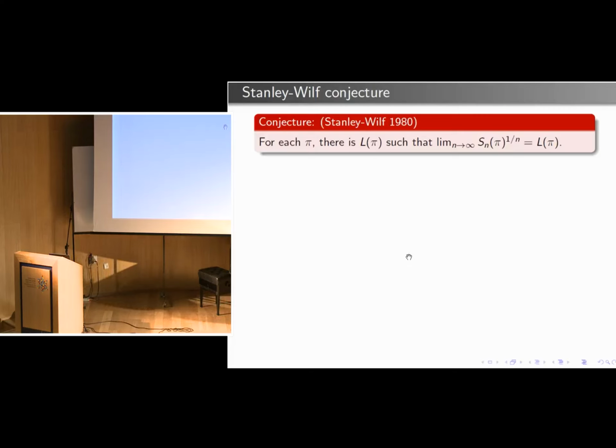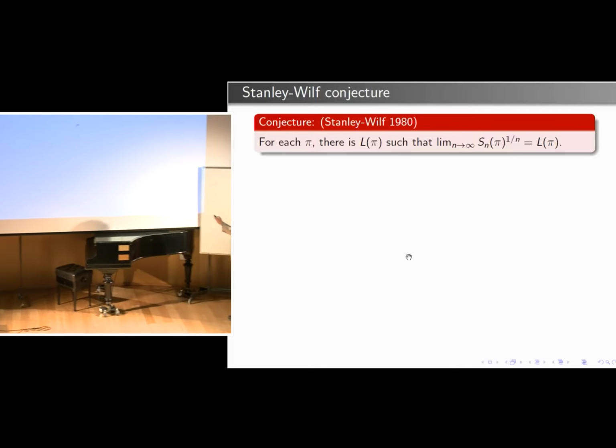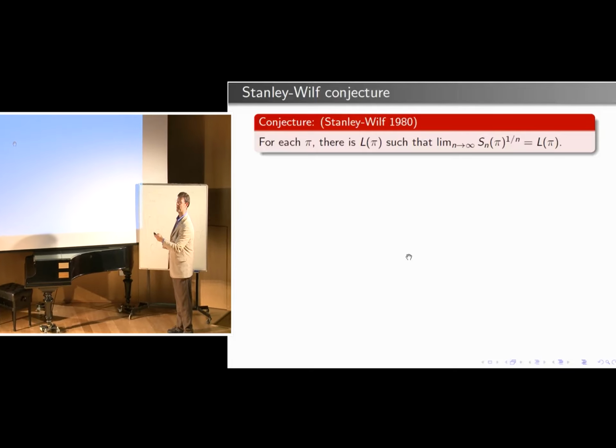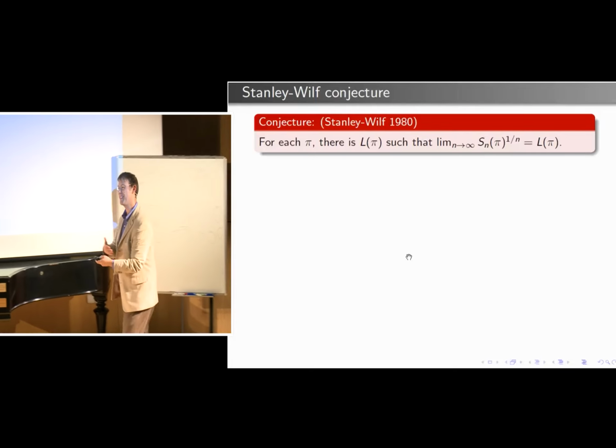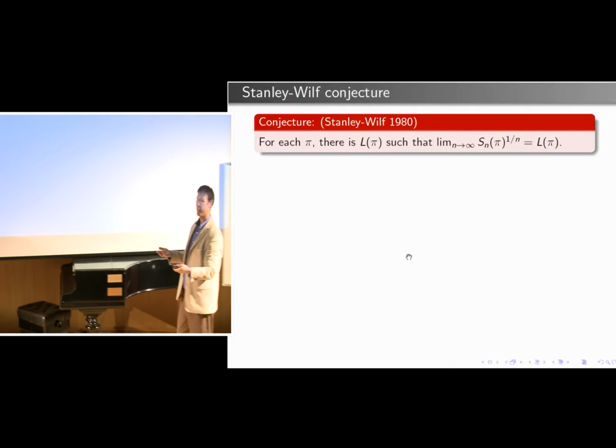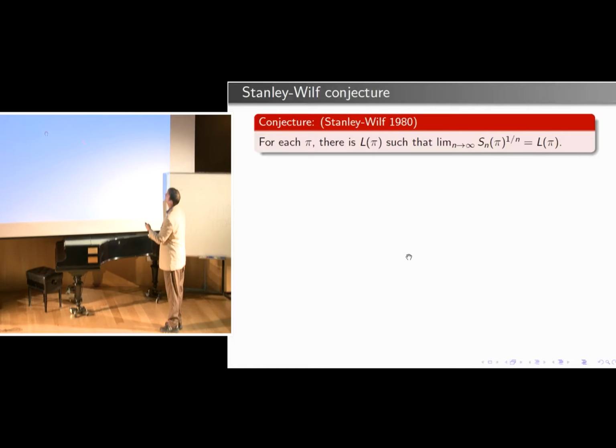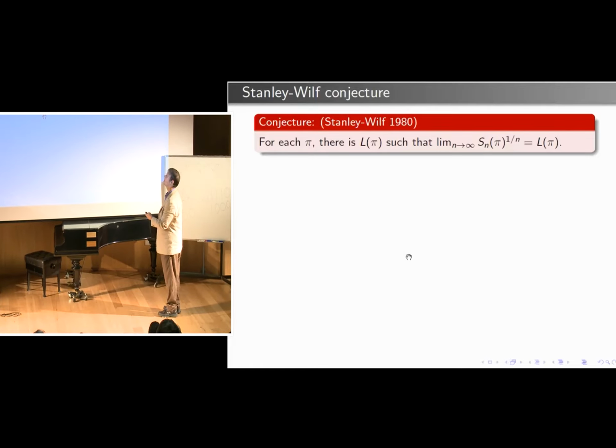Okay, so in addition to wanting to prove this, what they actually wanted to prove originally, Stanley thought that L(pi) should always be (k minus 1) squared if pi is a k permutation. And Wilf independently was studying this and thought it should always be at most k plus 1. Now these obviously contradict each other, and it's not difficult to show that they're both false. So they came to this weaker conjecture that this limit should always exist.